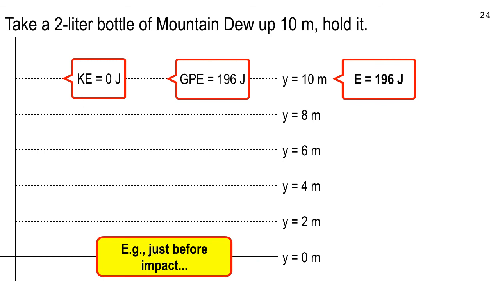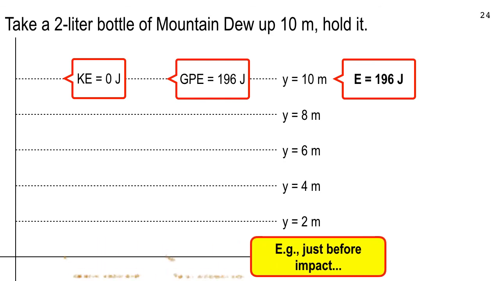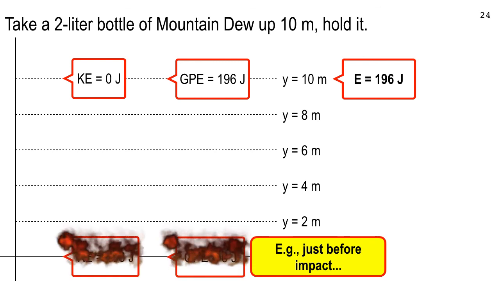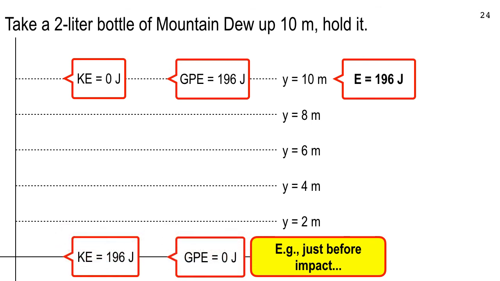And just before impact, here we go. We've lost all the potential. We've lost 196 because now, after that trajectory, you've dropped minus 10. All right, and so you've got a goose egg down there for gravitational, but it's all kinetic at that point.